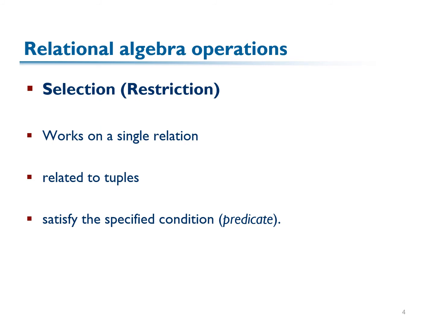Our first relational algebra operation is selection, or restriction. The selection operation works on a single relation R and defines a relation that contains only those tuples of R that satisfy the specified condition, the predicate. In simple words, it's selecting tuples from a relation.